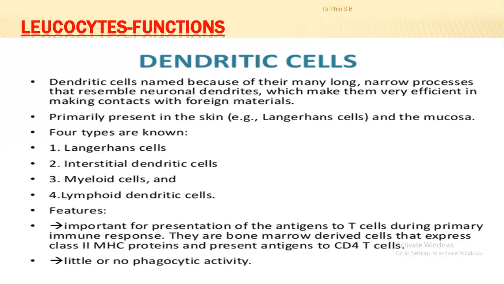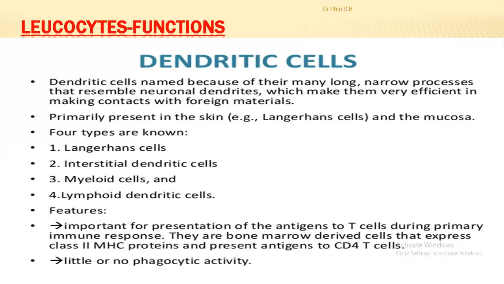They are bone marrow-derived cells that express class 2 major histocompatibility complex protein, and they present antigen to CD4 T cells. CD4 stands for cluster of differentiation type 4 T lymphocytes. So these lymphocytes, you have cluster of differentiation type 4. So this class of differentiation, there are a lot. You can have cluster of differentiation 4, 5, 6, 8, but the common ones are cluster of differentiation 4 T lymphocytes. There's also cluster of differentiation 8 T lymphocytes, which are also called cytotoxic T cells. So those, we also discuss them when we start looking at immunity.